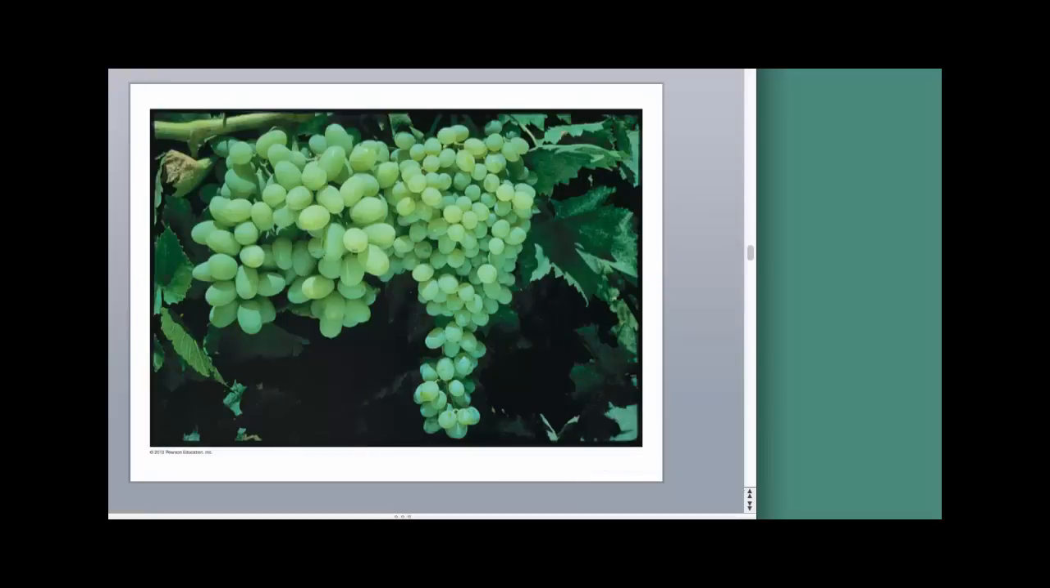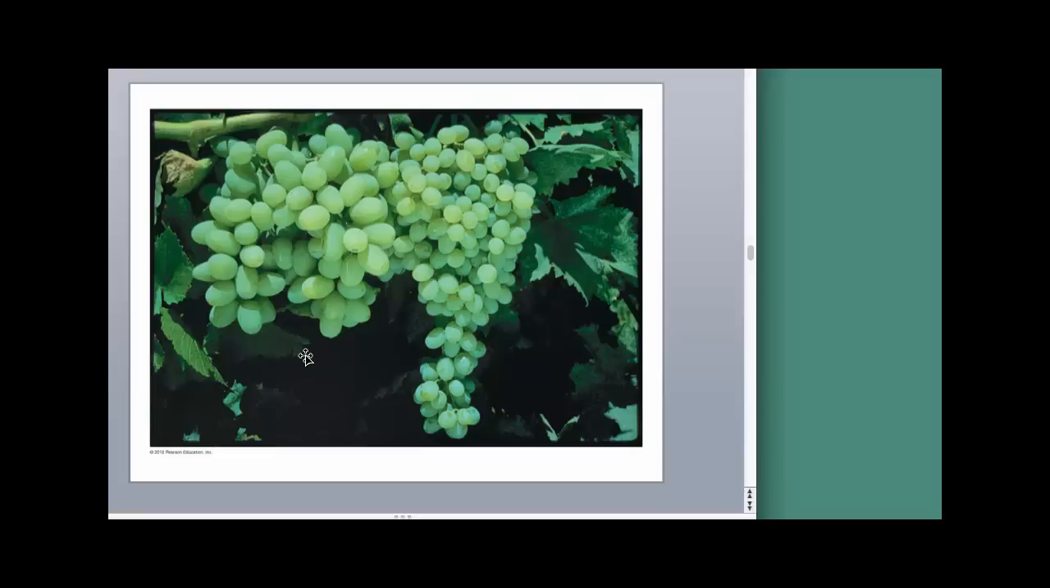Here's the effect of gibberellin on fruit. If we look at the gibberellin application, the grape clusters here on the left have been treated with gibberellin. The ones on the right have been untreated. You see how small the ones on the right are compared to the ones on the left.